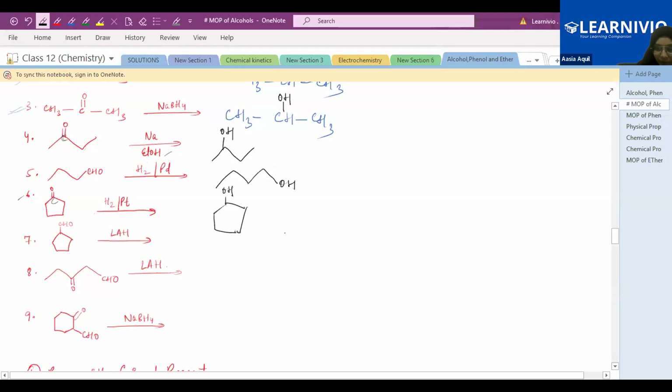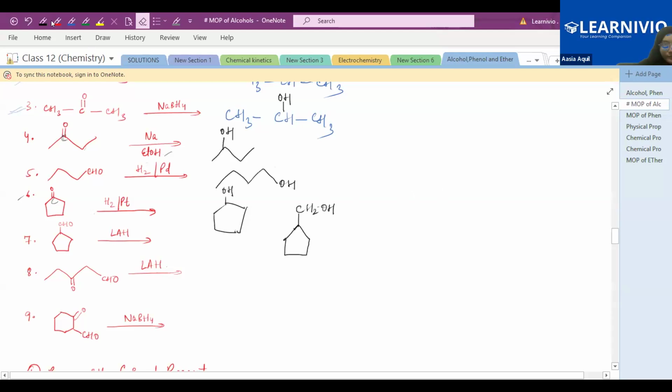corresponding alcohol. What you're supposed to do: keep this group as it is, the cyclopentane ring as it is, and on this place, this is your CHO group, CO and H. Just break this bond. Attach one hydrogen over here and one hydrogen over here. This bond will break, and one hydrogen you attach to oxygen and one hydrogen attach over here. So it will give you CH2OH. So CHO will be converted into CH2OH. Okay? Yes, ma'am.